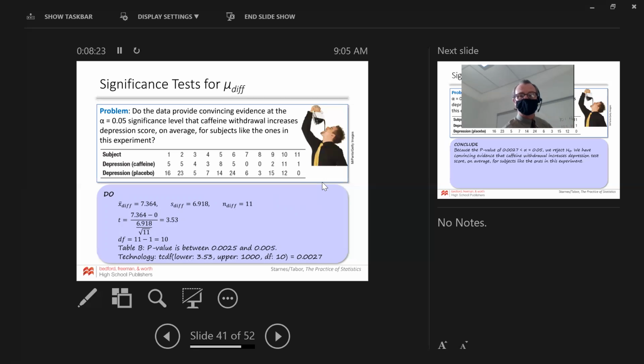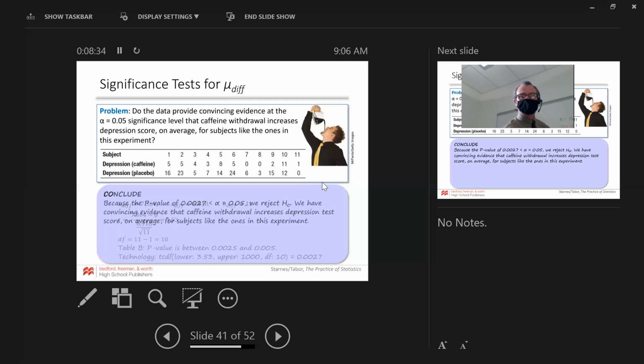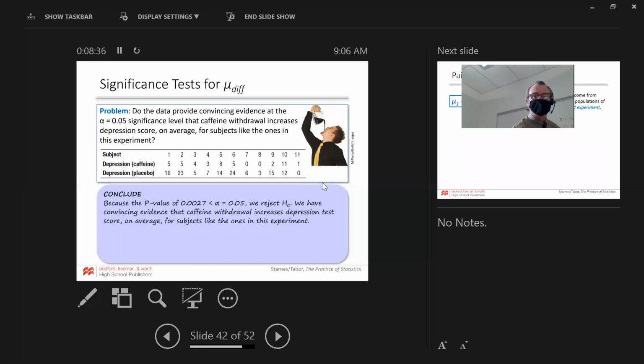So what did they get as a p-value? 0.0027. 0.003. Okay? You're in the tail. Reject the null. We have evidence that caffeine withdrawal increases depression.